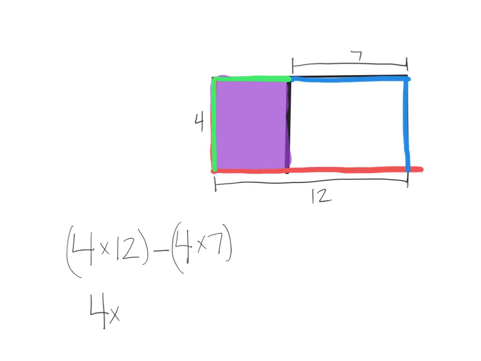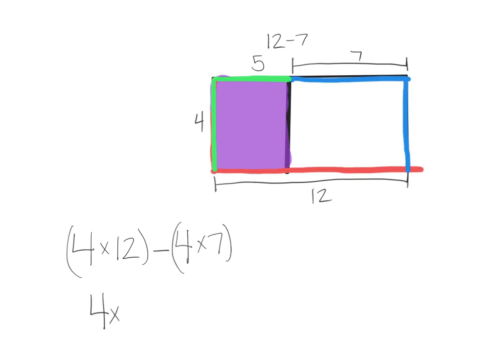I know all together this side here is going to be 12. This section here is 7. So this and this together need to make 12. So to figure out what this is, I'm going to do 12 minus 7 to get 5.